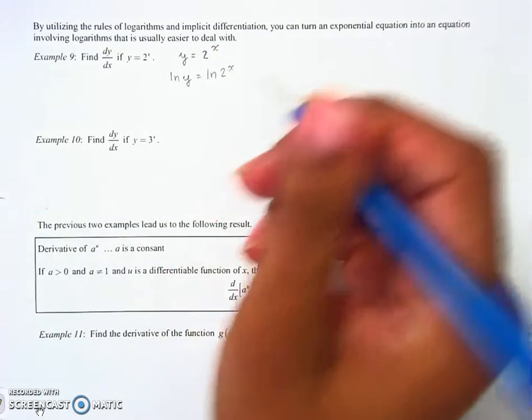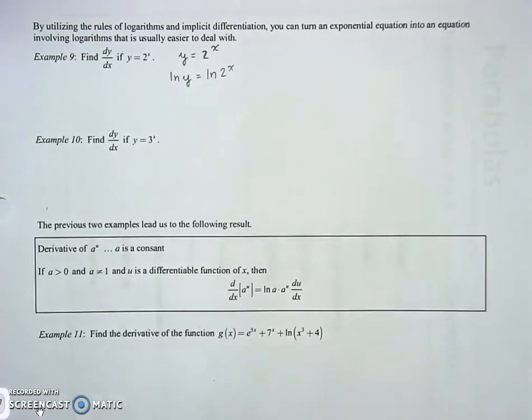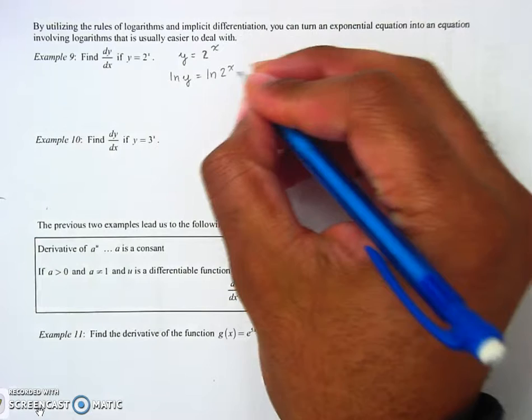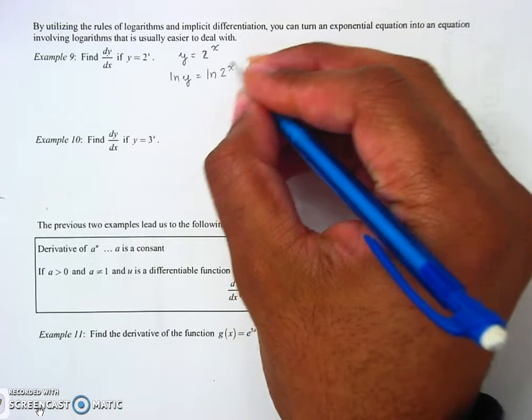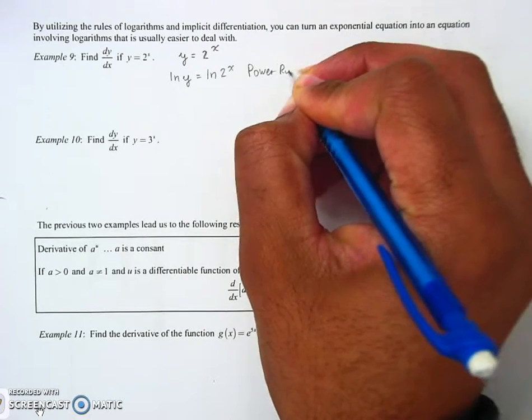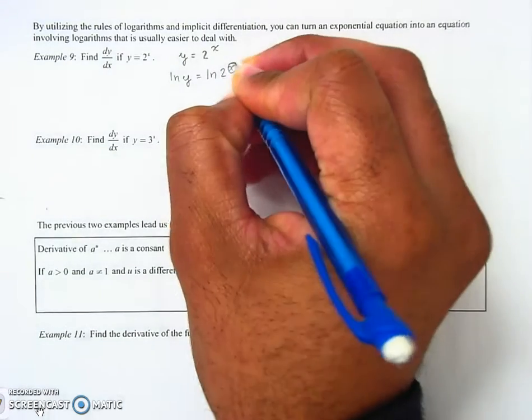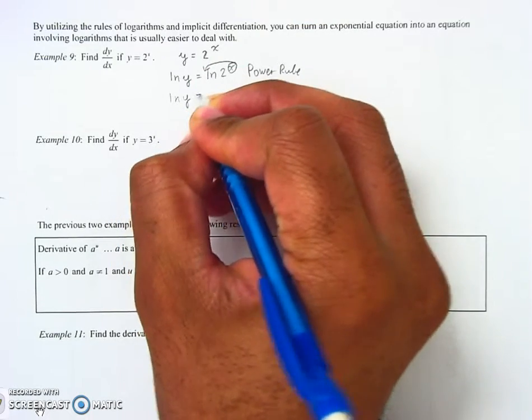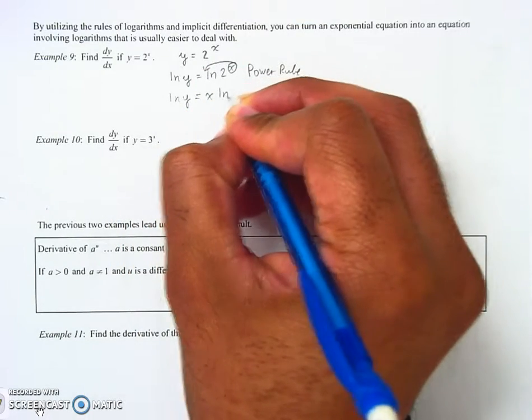At that point, we either use the power rule, or we use natural log and e to cancel it out. Here we're going to use the power rule because there's an exponent here. There's no e. So we use our power rule for logs. We're going to move the x in front. So it means natural log y equals x natural log 2.